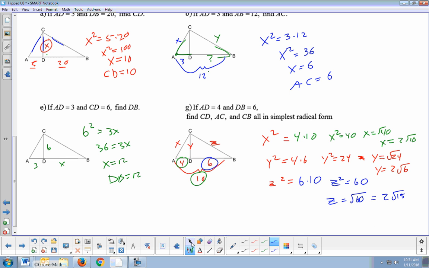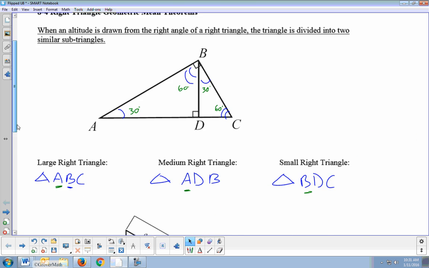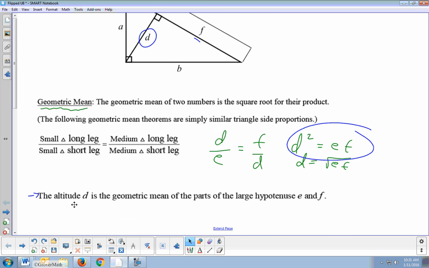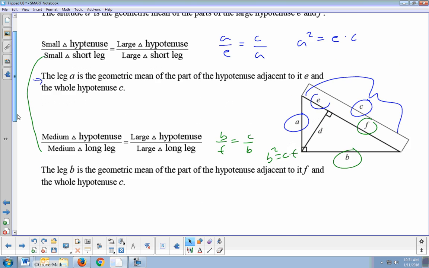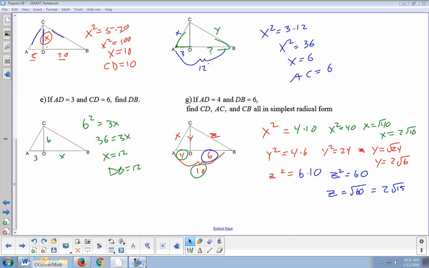So that's what this is, and this is the type of question you see with it. It's really just solving some basic algebra, but you have to know how to set the questions up: what squared equals what times what. But it all stems from the fact that they're similar triangles, and we get side proportions that give us these little shortcut geometric mean formulas. All right, so we'll practice this in detail. We'll see this a bunch. Sorry, this video is a little long.